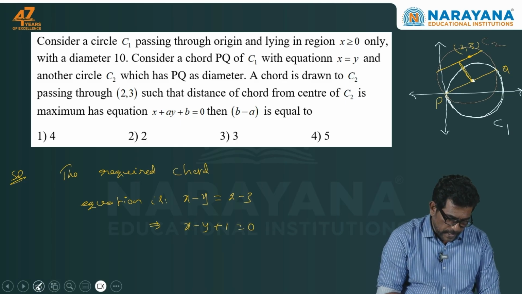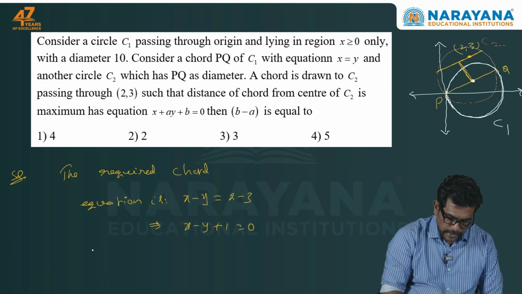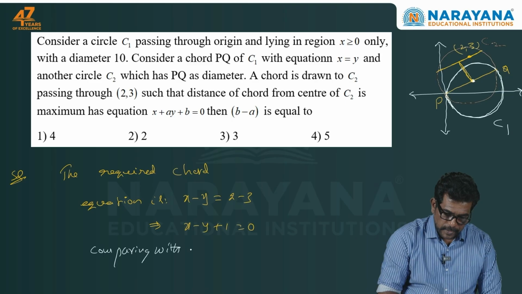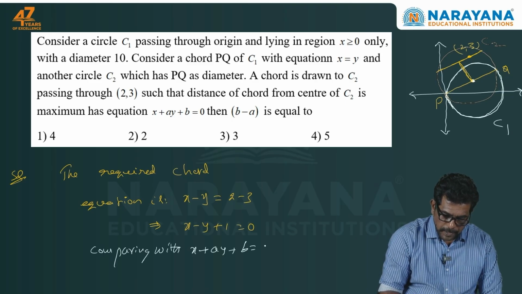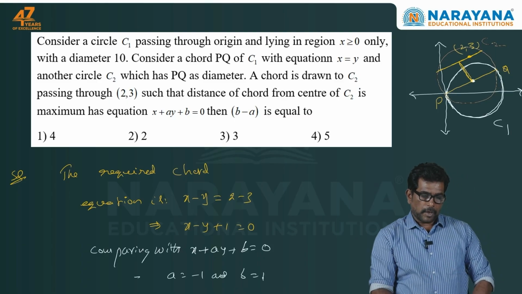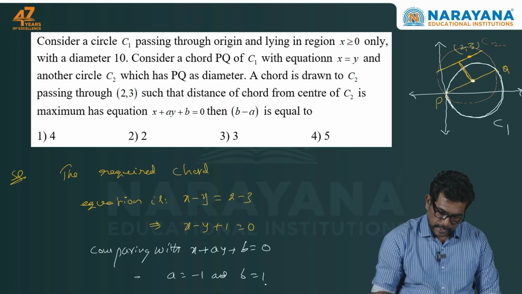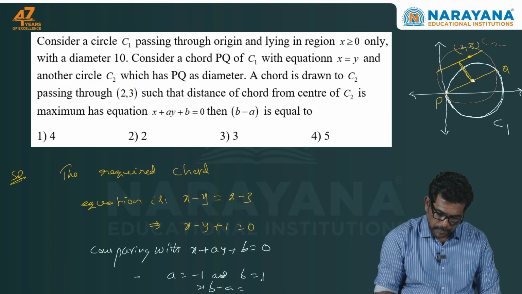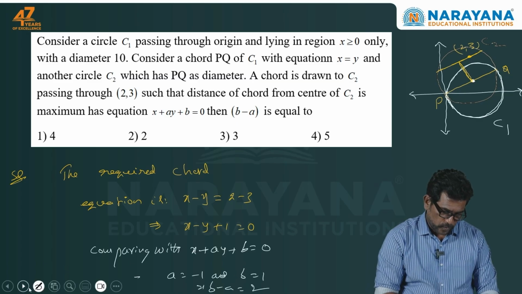Now we compare this with the given equation x plus ay plus b is equal to 0. We get here a is equal to minus 1 and b is equal to 1. Now they asked for b minus a. So b minus a is equal to 2. 2 is the answer.